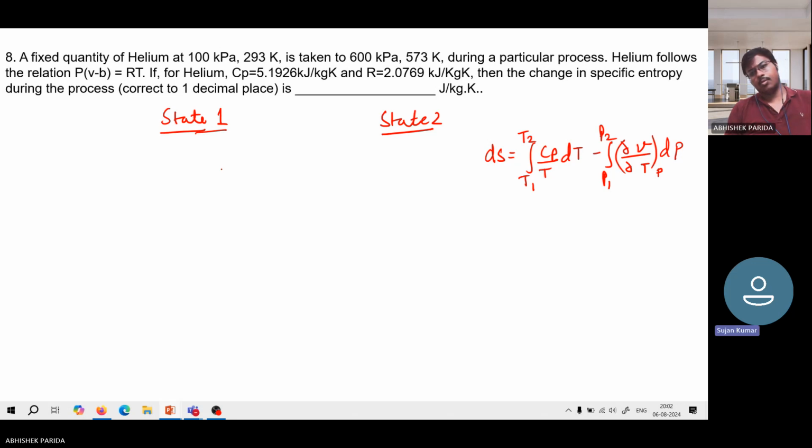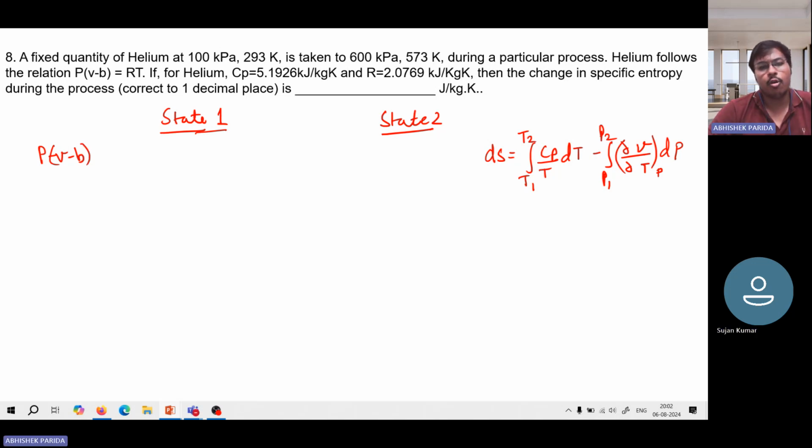That ∂V/∂T at constant pressure is equal to R by P, gas constant divided by pressure. So in this case, the same formula is coming again. Correct, as you said earlier, I noted down, sir. So I will always use this formula and integrate to get the answer, sir.